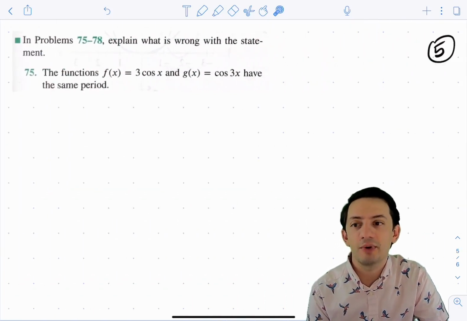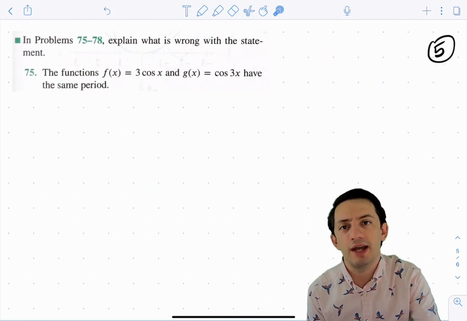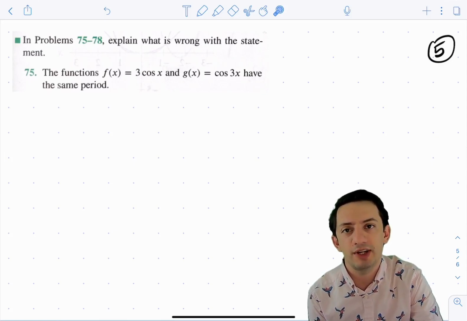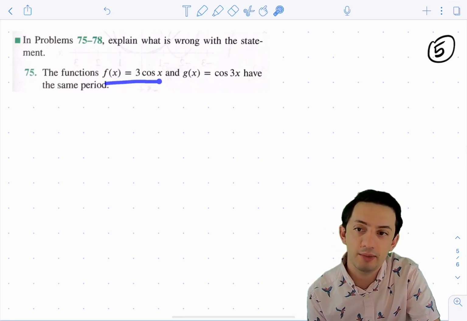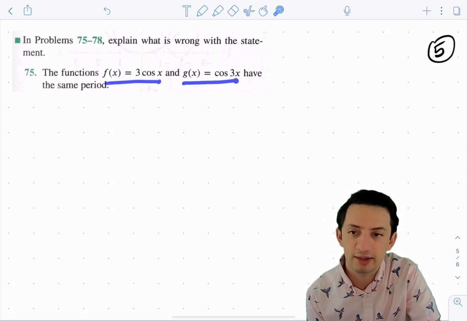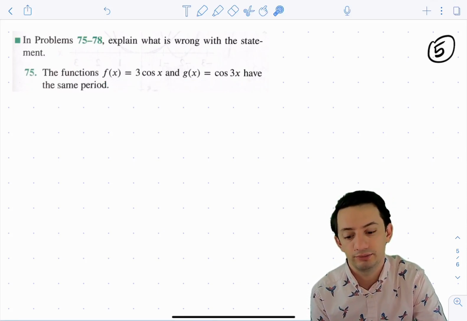All right, last one, fifth problem. This is one of those near the end of the section that tells you something, and you have to explain what's wrong. So what it claims is that the functions f of x equals 3 times cosine x, and g of x equals cosine of 3x have the same period.